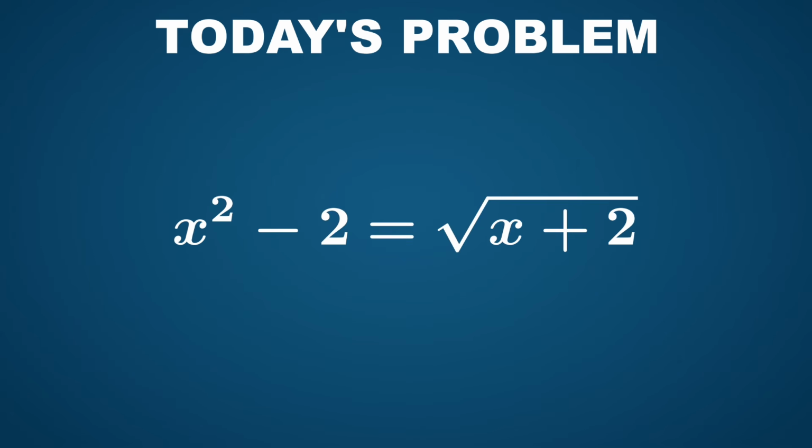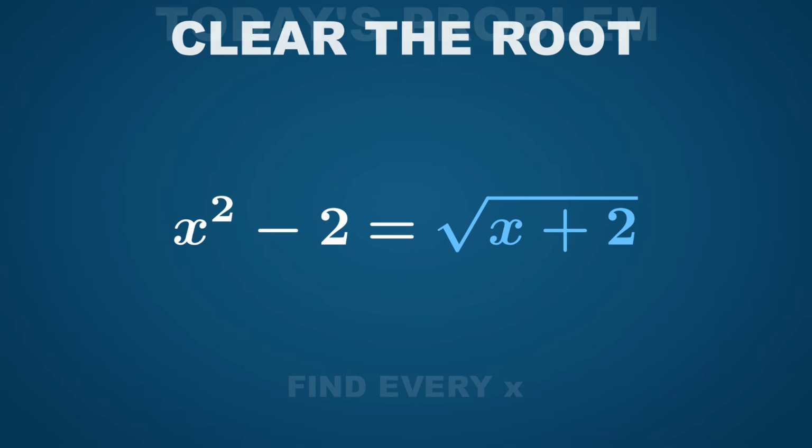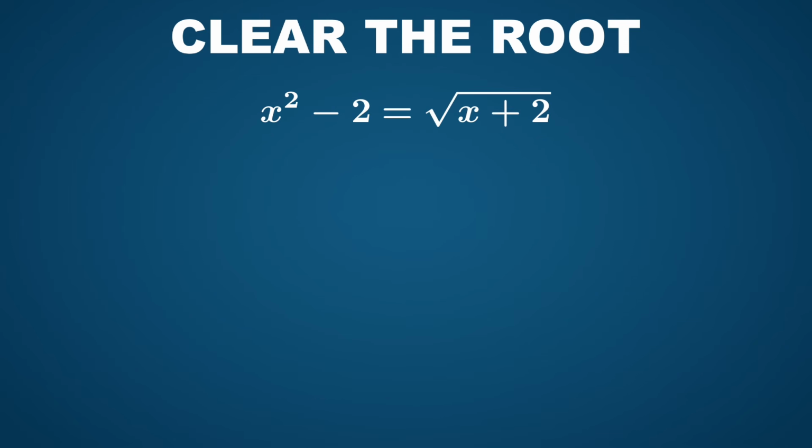Here is today's problem. We want x squared minus 2 to equal the square root of x plus 2. The job is to find every value of x that makes the equation true. On the left there is a squared term, and on the right there is a root. That square root is the piece that blocks any direct move. So our first step is to clear the root out of the equation.